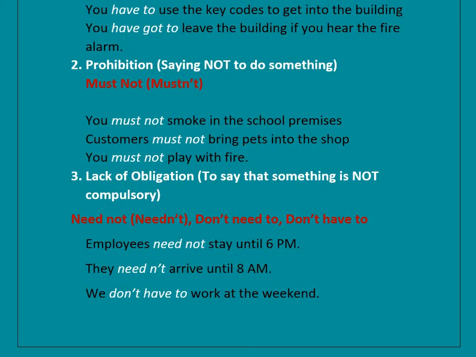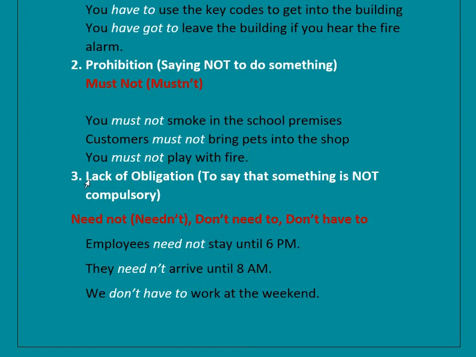Then prohibition. Prohibition means saying not to do something. You are not expected to do it. Must not or mustn't is used to say this in an emphatic way, in a strong way. You must not smoke in the school premises. Customers must not bring pets into the shop. You must not or mustn't play with fire. So these are how modal auxiliaries are used to prohibit something.